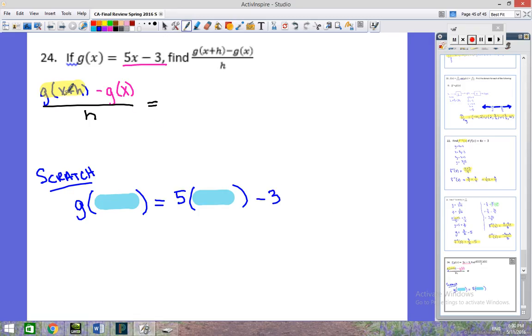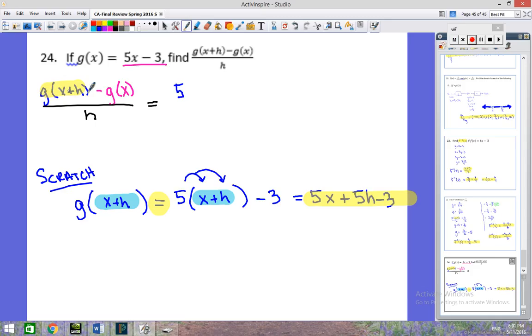Well, we're trying to evaluate this for an input of x plus h. So we write x plus h here. Now let's just distribute this. 5 times x is 5x plus 5 times h is 5h minus 3. Everywhere I see g evaluated at x plus h, I know it's the same thing as 5x plus 5h minus 3. So let's come up here and replace that.